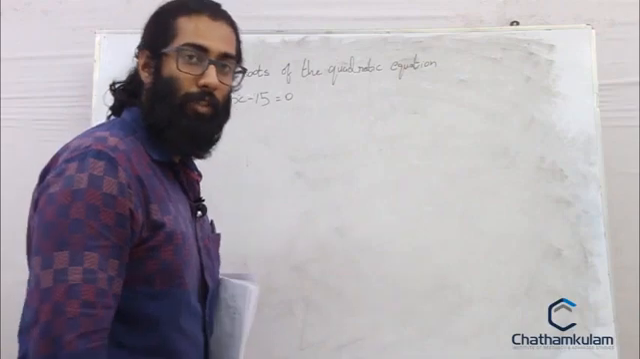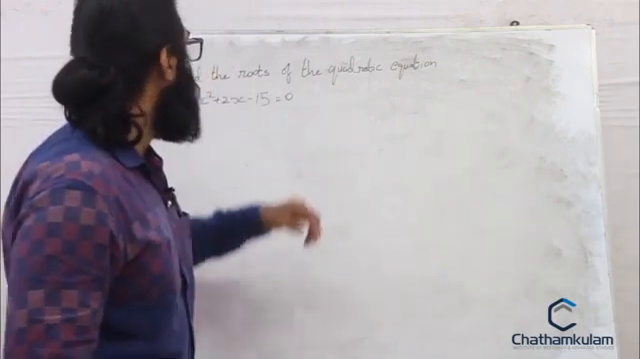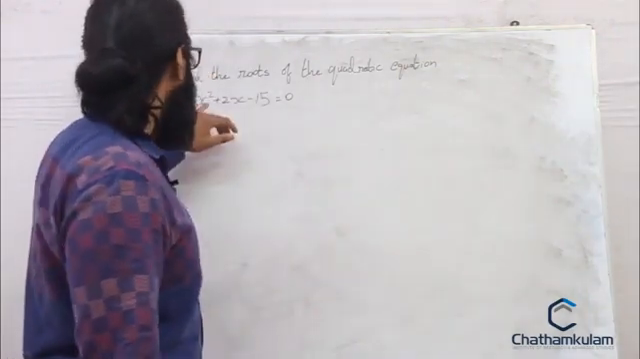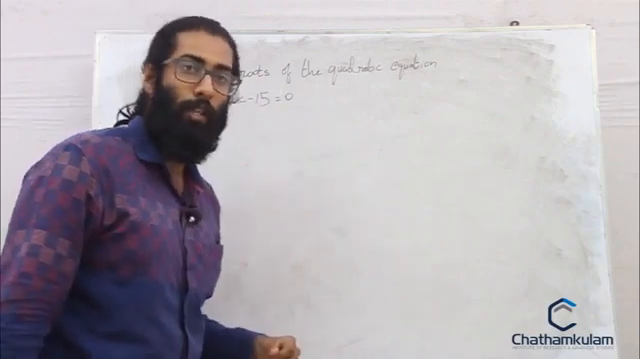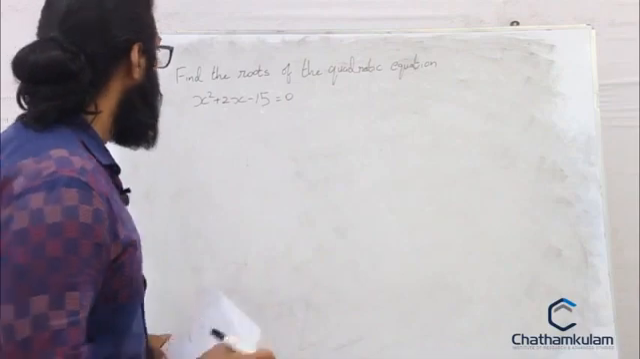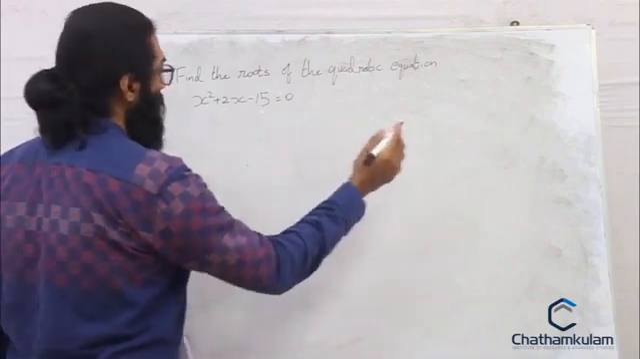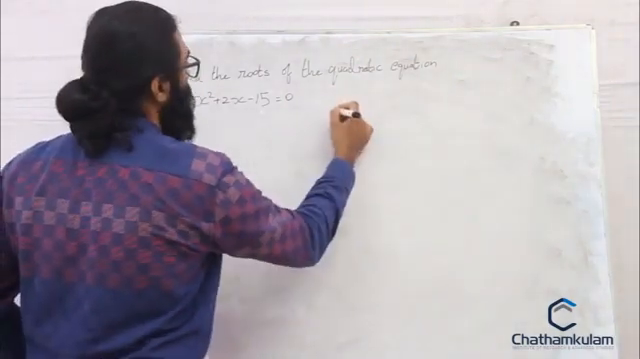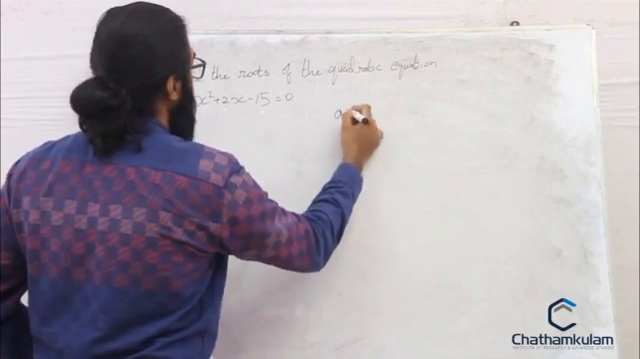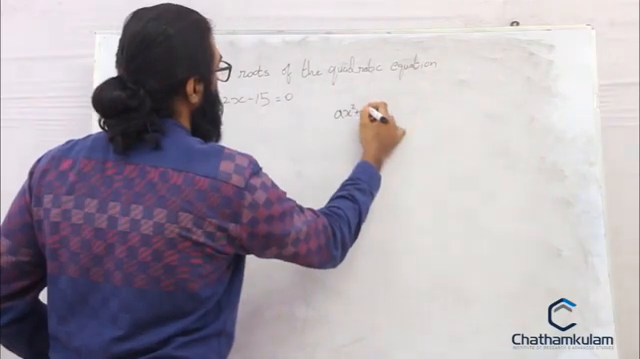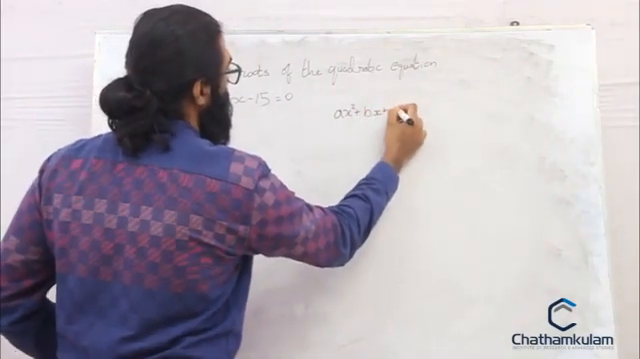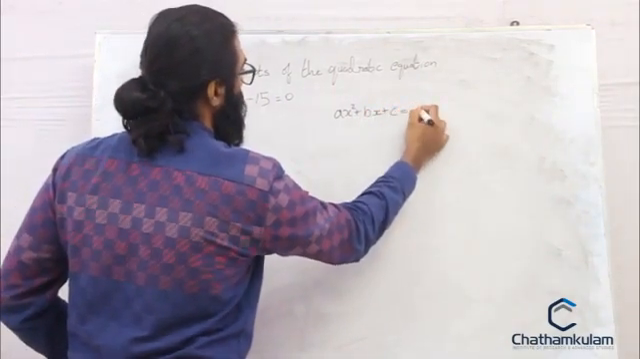So let's see the next question. We have, find the roots of the quadratic equation x square plus 2x minus 15 equals 0. So first I'll just show you the general form of this equation. The general form of the equation is given by ax square plus bx plus c equals 0.